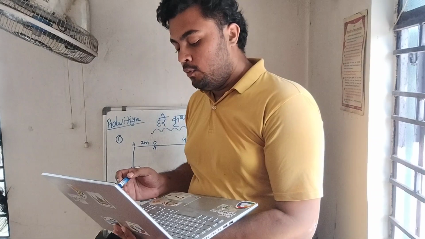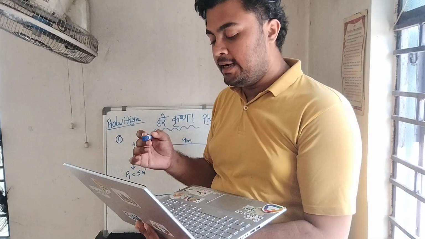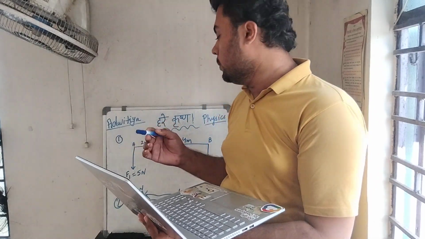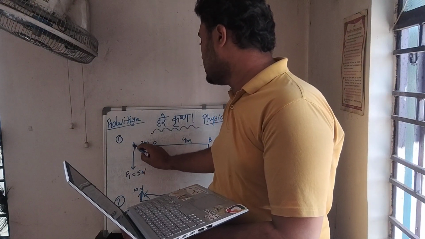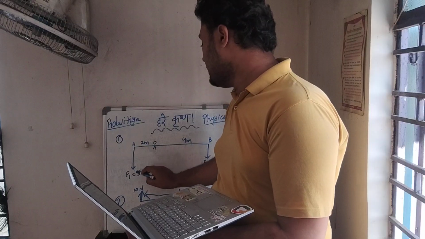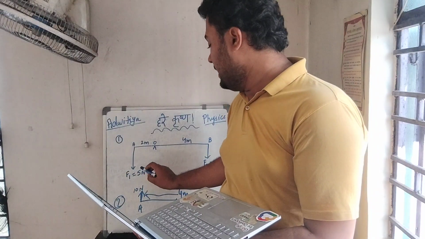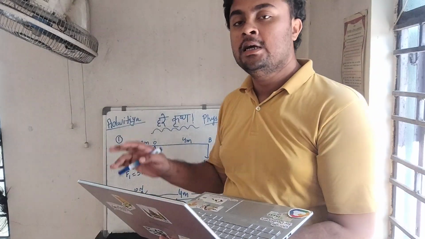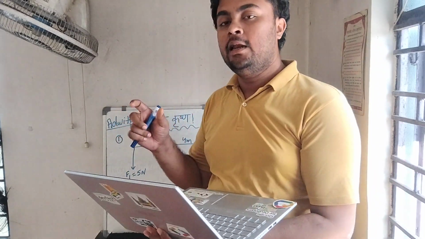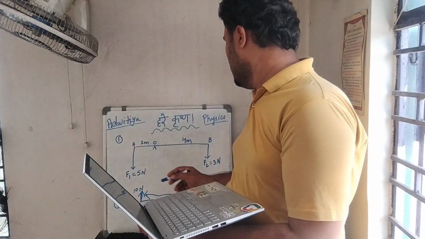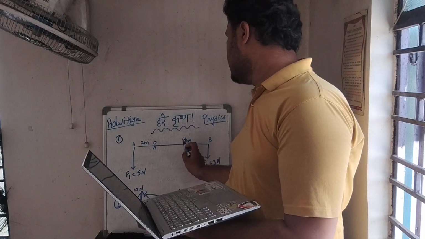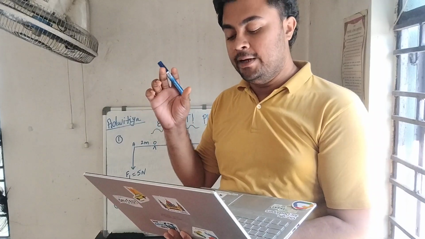Okay, now what is the question being asked? Calculate the moment of force F1 about O. The moment of force F1 will be 5 into 2, right? 5 is the force, 2 is the distance. So the moment of force will be 5 into 2 Newton meter, that is 10 Newton meter. Next question is the moment of force F2 about O. F2 is 3 Newton, the distance is 4. So the moment of force will be 3 into 4, that is 12 Newton meter.